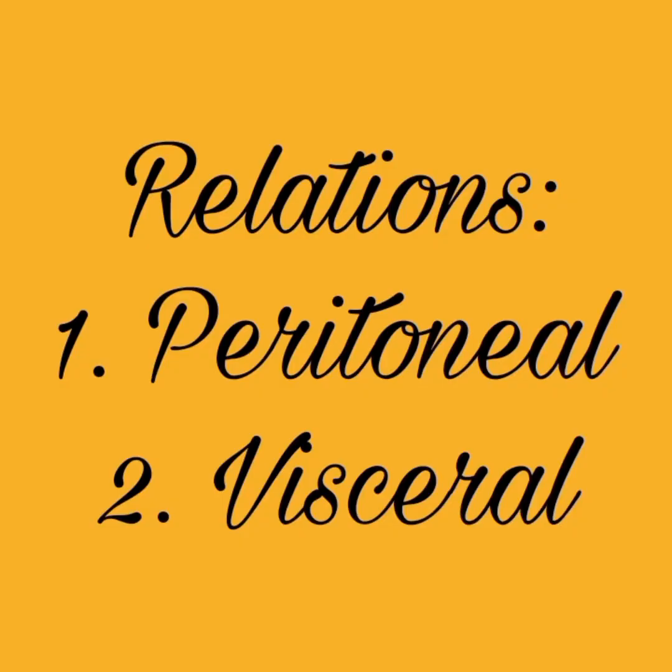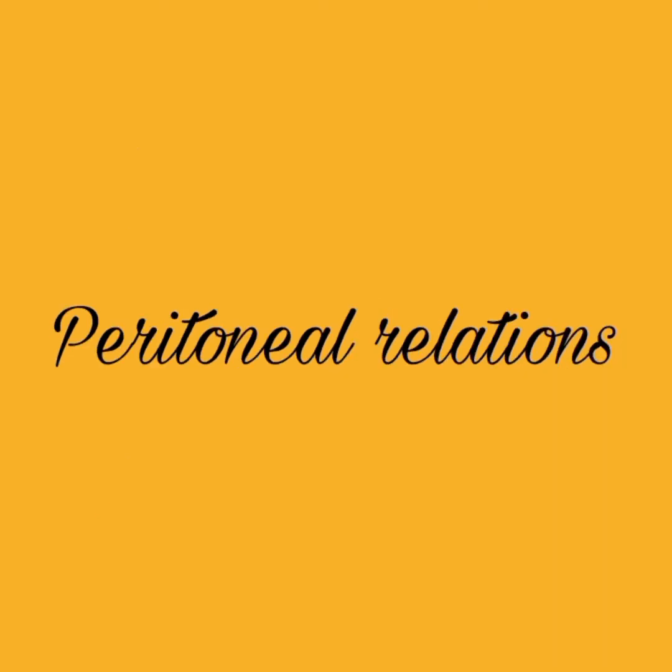Then we have relations of the stomach. For every visceral organ, we will discuss both peritoneal and visceral relations. In the peritoneal relations, we will be talking about the peritoneal coverings and peritoneal ligaments related to the stomach. These are lesser and greater omenta and the peritoneal ligaments which connect the stomach to different visceral organs like hepatogastric, gastrosplenic and gastrophrenic ligaments.